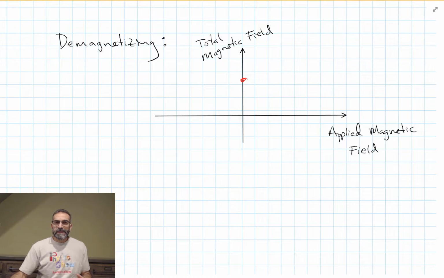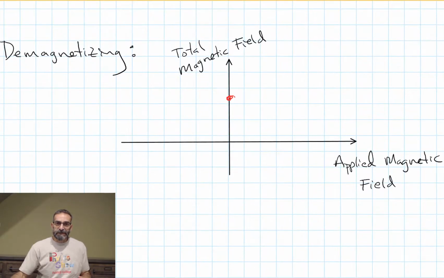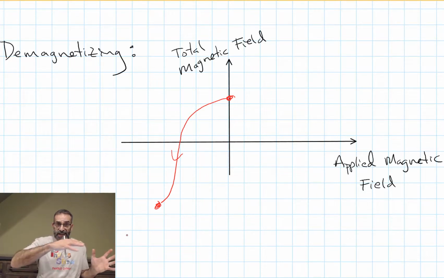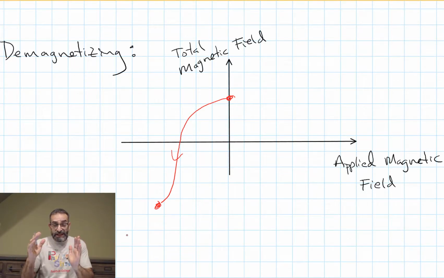Now, what if we have a material and we want to demagnetize it? So we're starting with a permanent magnet. We're starting on this red dot. We have no applied external field, but we're measuring a magnetic field because we have a permanent magnet sitting there, and we want to demagnetize it. One way is to turn on a strong magnetic field and get the domains to align in that direction. Once you have the domains aligned, you have a permanent magnet.